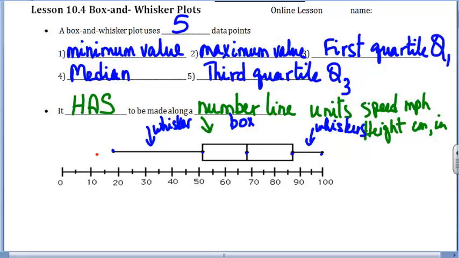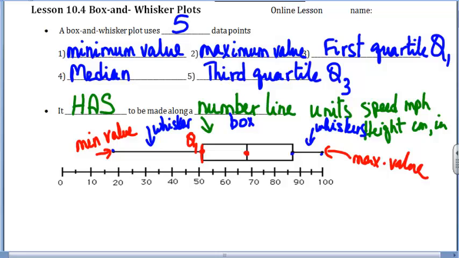At this end, we have the minimum value. This is the maximum value. The first line here in the box, which we'll figure out how to do, is Q1, quartile 1, first quartile. This point here shows the median. And this one here shows Q3.